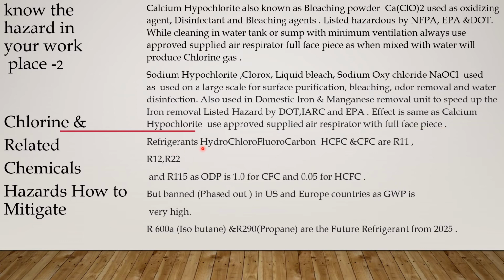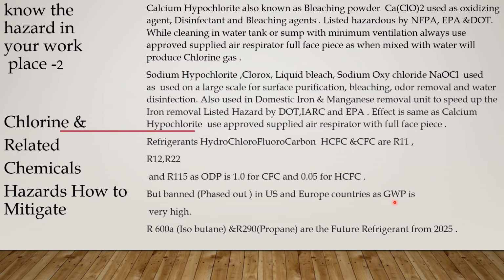Also, in some refrigerants which are obsolete or phased out, hydrochlorofluorocarbon HCFC or chlorofluorocarbon CFC, which are R11, R12, and R22, already banned. Also R115, because the ODP, ozone depletion potential, is one for CFCs, but for hydrochlorofluorocarbon it is 0.05. But it is banned from use in European countries. In some countries it is still in use.